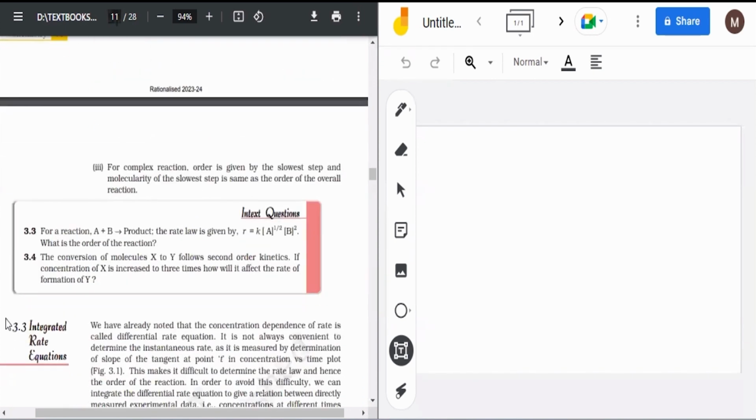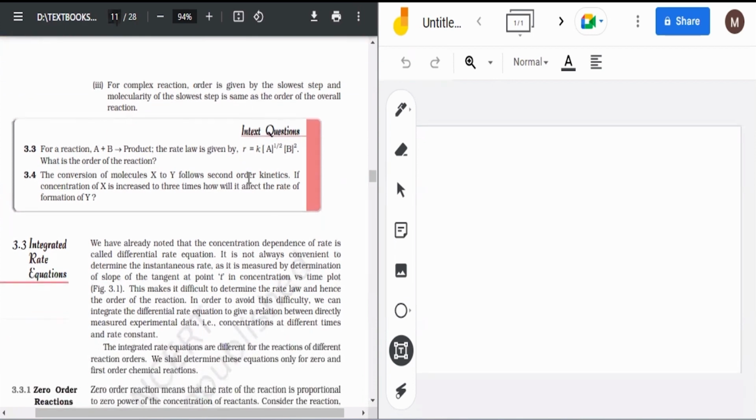Okay. Then for a complex reaction, order is given by the slowest step. मतलब RDS का जो order होगा वही complex reaction का order होगा, very important. And molecularity of the slowest step is the same as the order of the overall reaction. Okay.